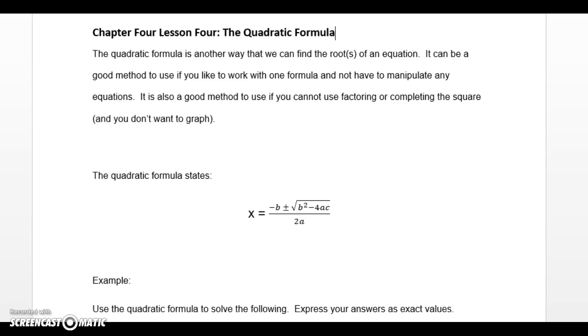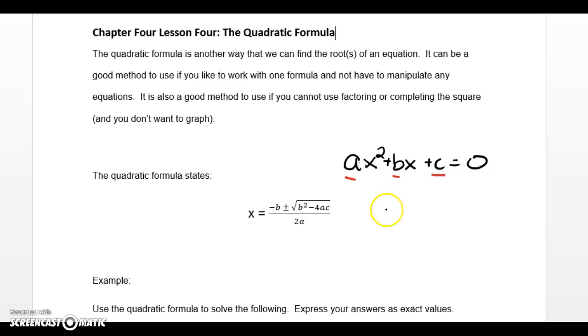But this a, b, and c really comes from those coefficients from your standard form of the quadratic equation. So here you have ax squared plus bx plus c is equal to 0. So a, b, and c are just those numbers that are in front of the variables, or that c value that stands alone.